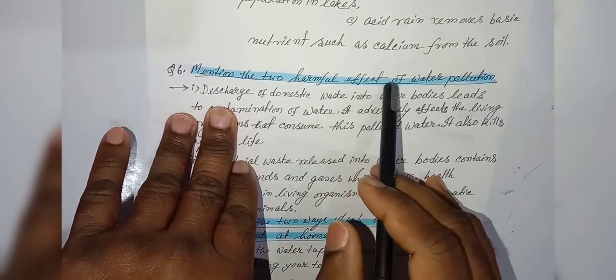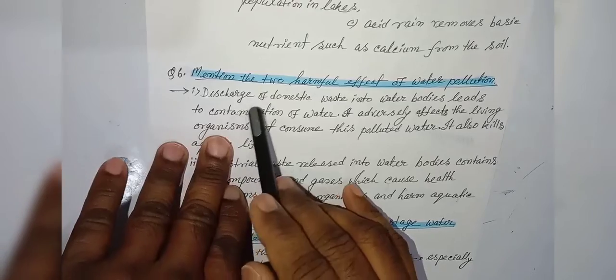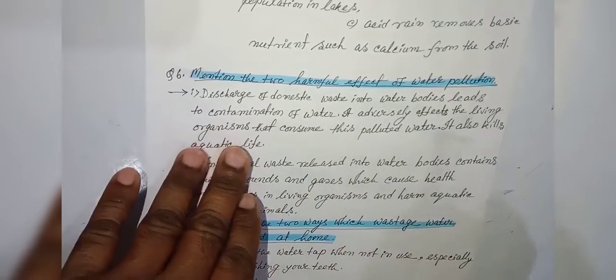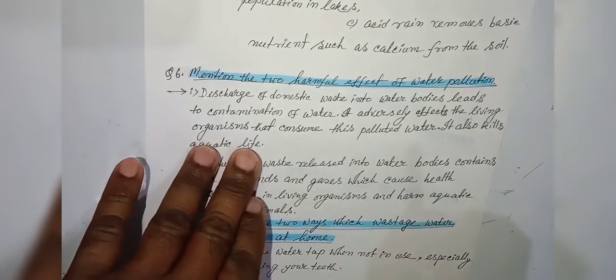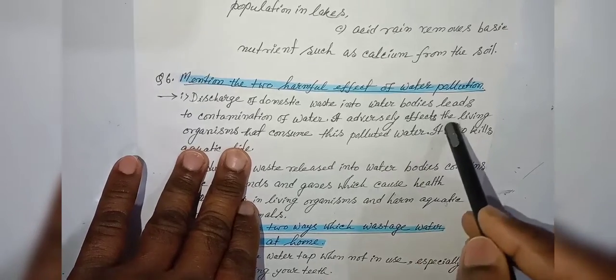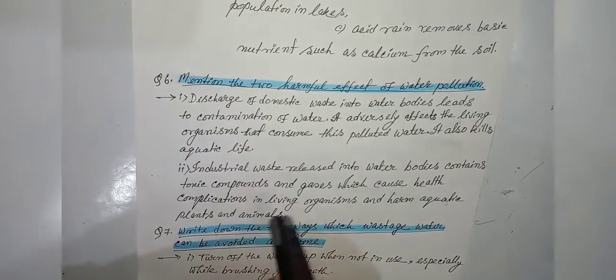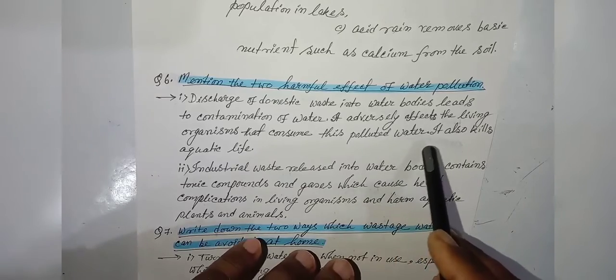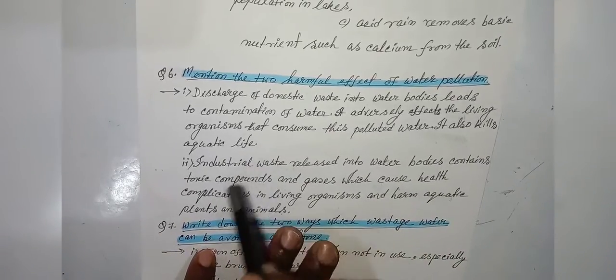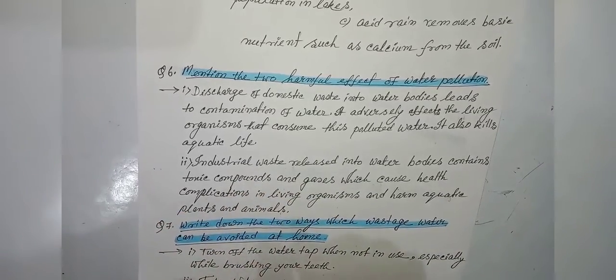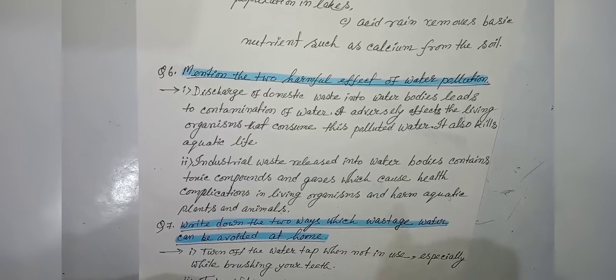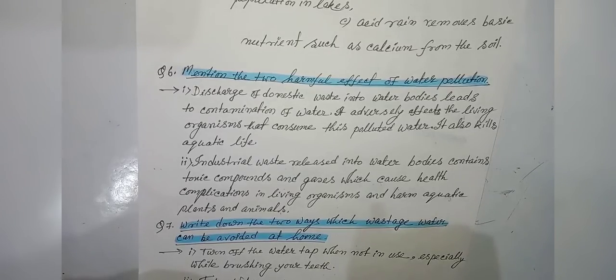Mention two harmful effects of water pollution. Discharge of domestic waste into water bodies leads to contamination of water. It adversely affects, that is has a harmful effect on, living organisms that consume this polluted water. It also kills aquatic animals. Industrial waste released into water bodies contains toxic compounds and gases which cause health complications in living organisms and harm aquatic plants and animals.